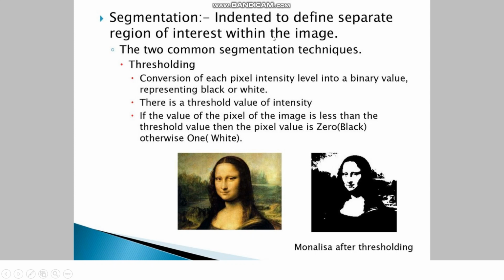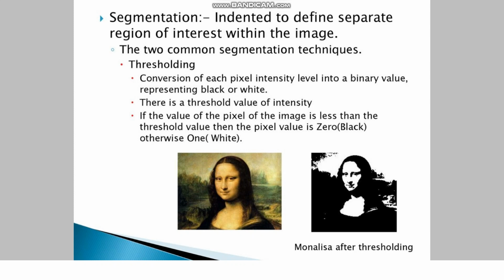It is intended to define the separate region of interest within the image. There are several regions available, and we have to separate and define the region of our interest within the image. Here, for segmentation, we have two techniques. One is thresholding. Thresholding means conversion of each pixel intensity into the binary level.